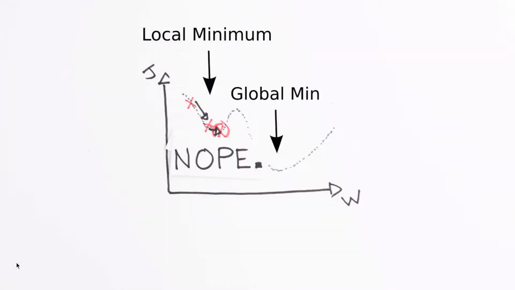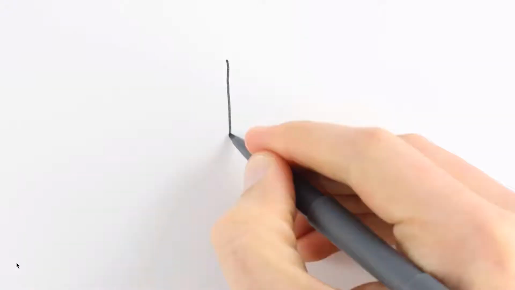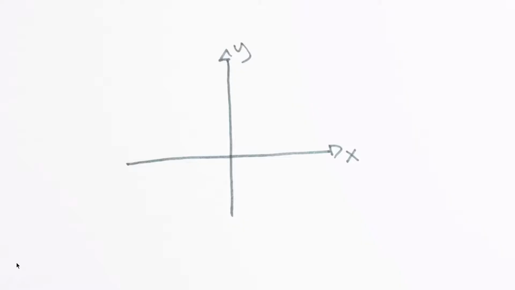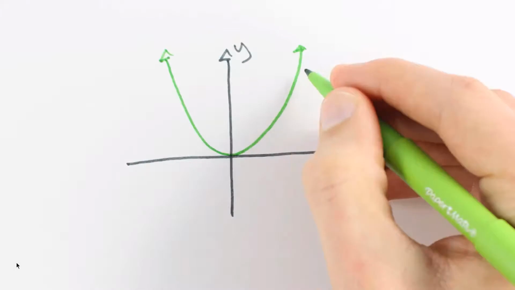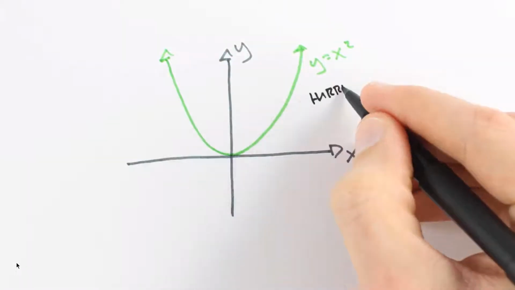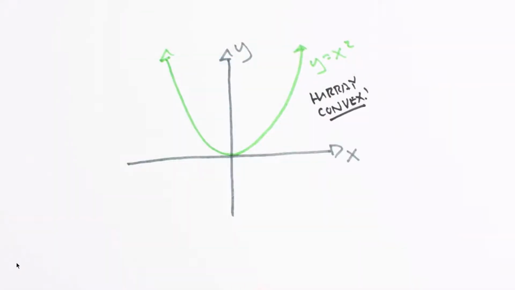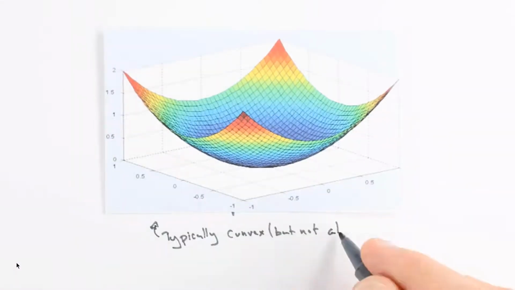One of the reasons we chose our cost function to be the sum of squared errors was to exploit the convex nature of quadratic equations. We know that the graph of y equals x squared is a nice convex parabola, and it turns out that higher dimensional versions are too.